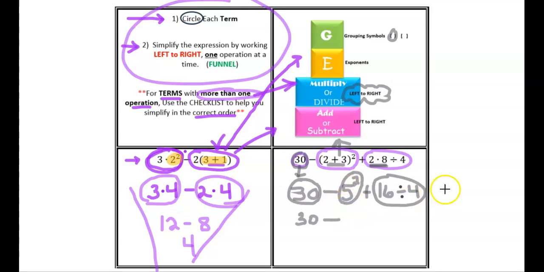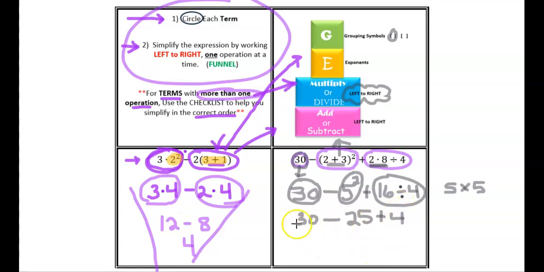Minus 5 squared. Remember, that's 5 times itself. So that's 25. It's not 10, it's 25. And then 16 divided by 4 is 4. So we do the division.